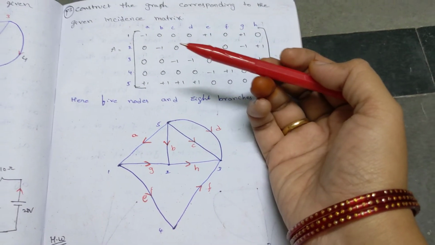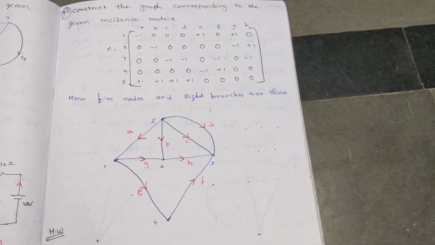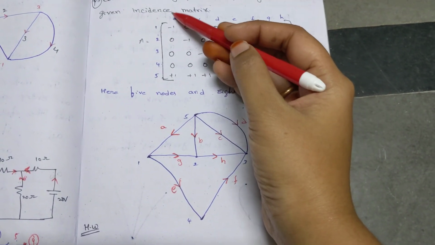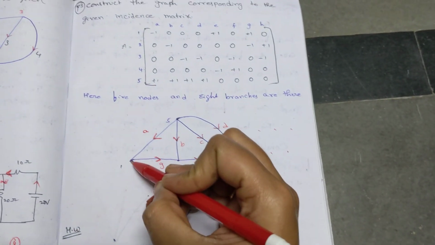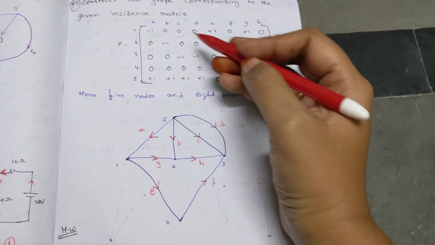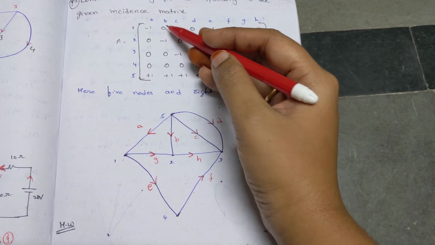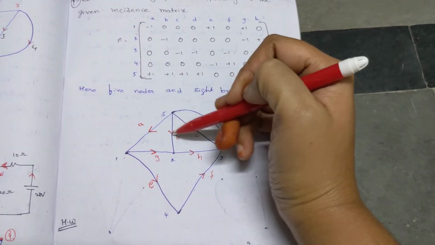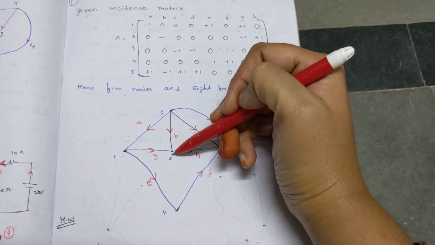So whatever is towards the node we consider as negative, and away from the node we consider as positive. So for the first branch A, only 2 nodes are available, 1 and 5. So we connect the branch A in between 1 and 5. In a similar fashion, whatever the B branch is, it is connected between the nodes 2 and 5.